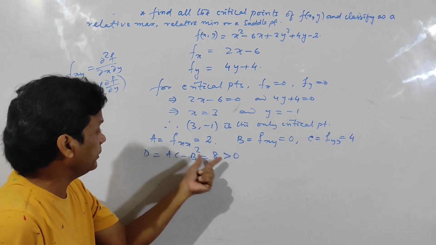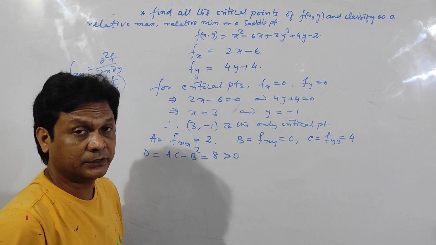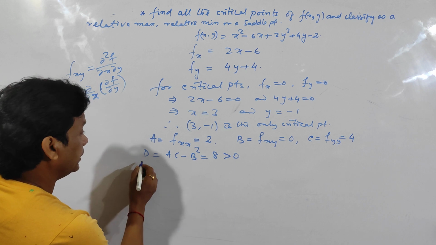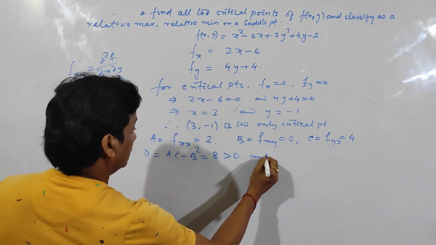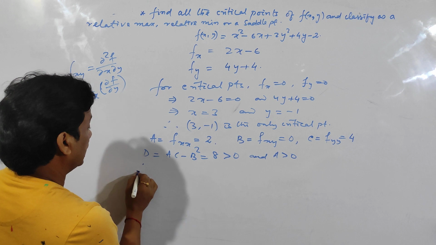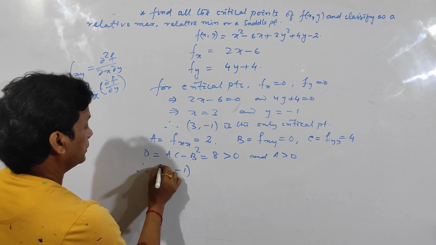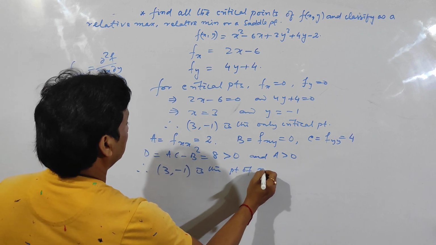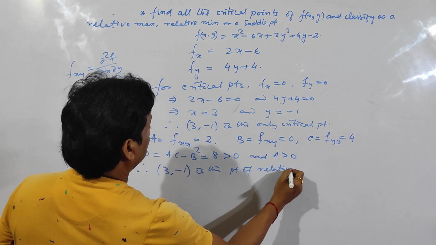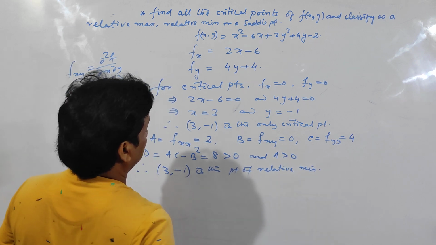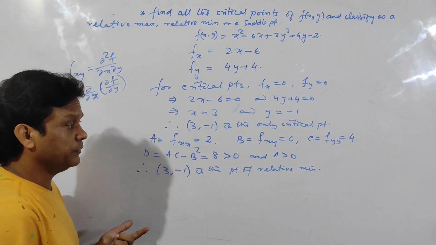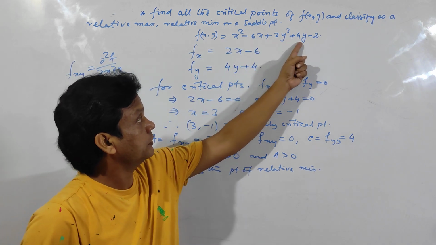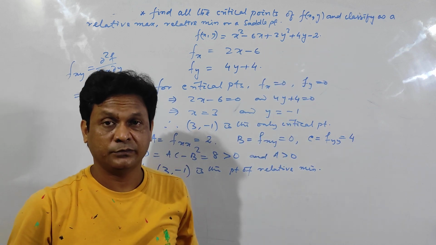And if D is positive and A is positive, then it is a minimum. I told you, if A is negative, then maximum. If A is positive, it is minimum. Here, D is greater than 0 and A is greater than 0. Therefore, (3, -1) is the point of relative minimum. And if you want to find out the minimum value, then simply put (3, -1) in the given function. You will get the minimum value. Clear?